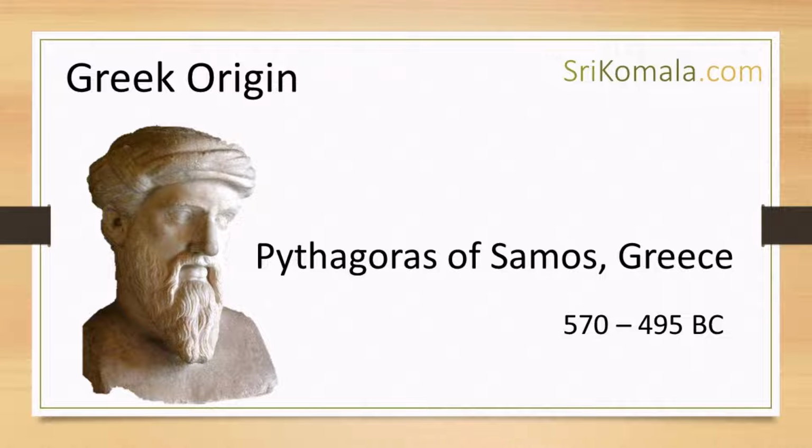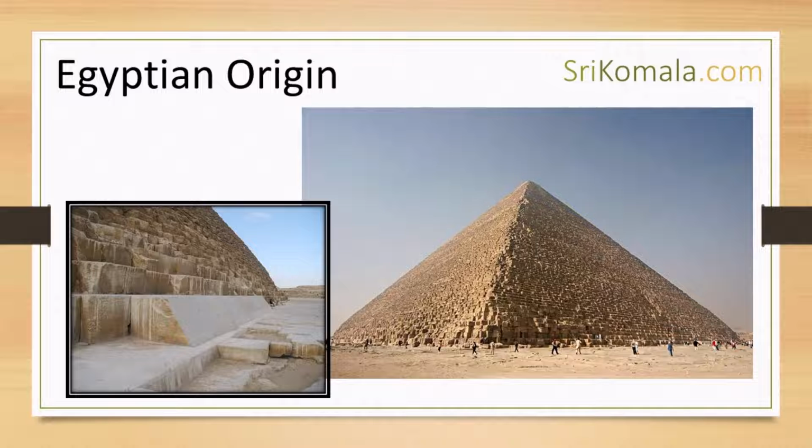It is believed that the Pythagorean theorem was developed by Pythagoras, the Greek mathematician, 2,600 years ago. However, other historical sources suggested that this theorem has an Egyptian origin from a much older era. It was suggested that the theorem was developed by the Egyptians when they built the pyramids.